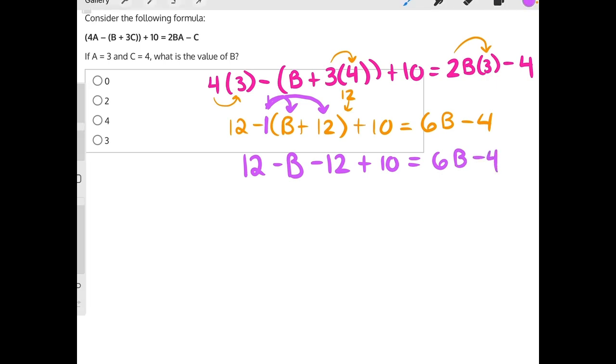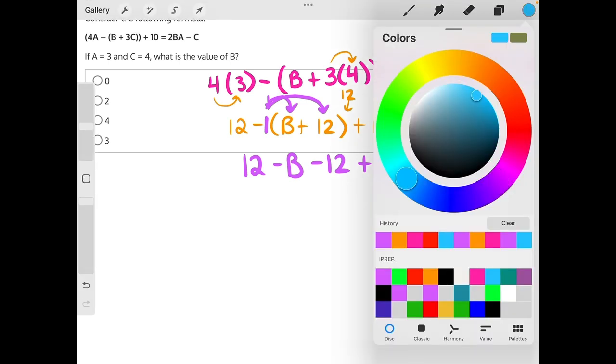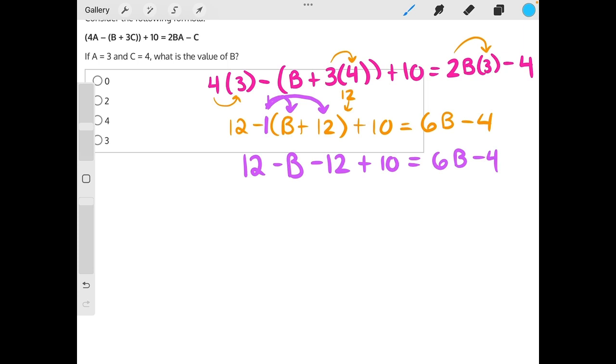Now we can start combining like terms now that all the parentheses are gone. On this side of the equal sign, we have a positive 12 and a -12. When these combine, they will simply cancel out, leaving behind B plus 10, a negative B. Be very careful. Don't forget that negative. Negative B plus 10 equals 6B minus 4.